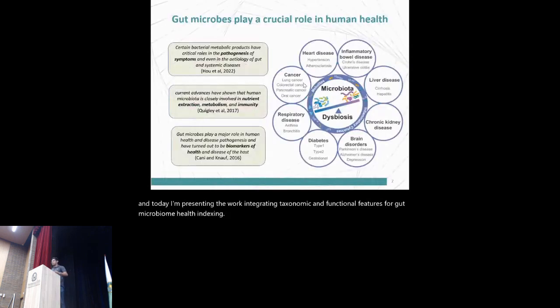First, I want to say that recent research has shown that gut microbes play a crucial role in human health. Specifically, they are closely related to nutrient extraction, metabolism, immunity, and even pathogenesis of certain diseases. So trying to measure the dysbiosis, which is a deviation of the normal microbiota community, could be a biomarker of human health.